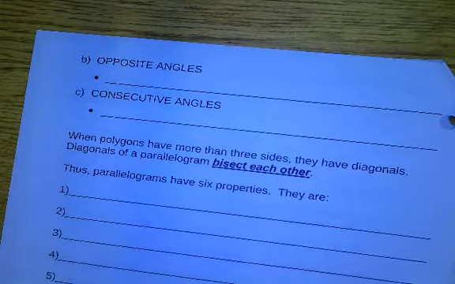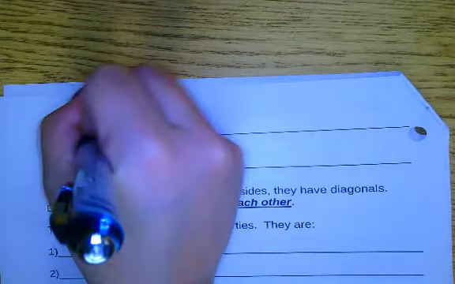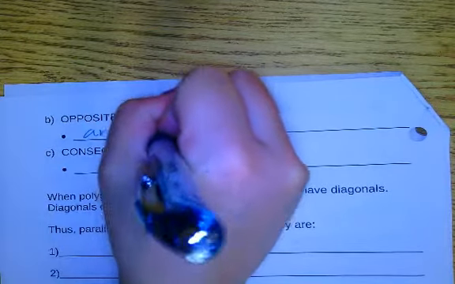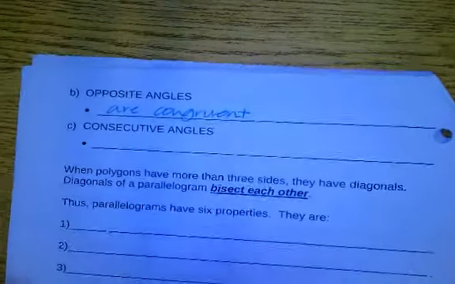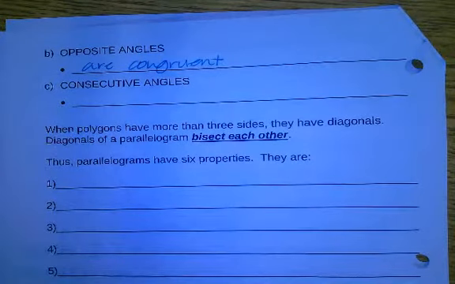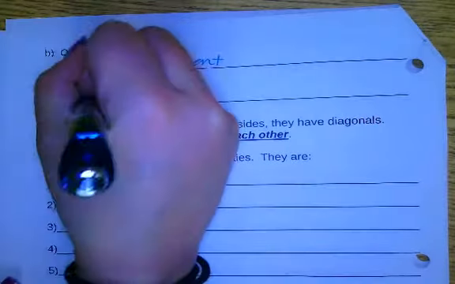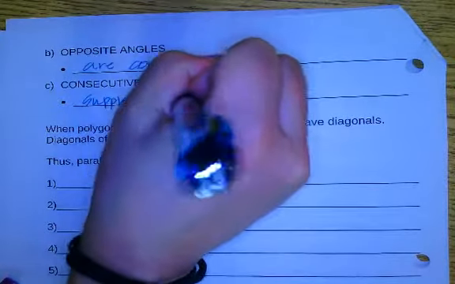What do you think about their opposite angles? Congruent. And last but not least, consecutive angles, so those that are right next to each other, what do you think about those? Equivalent, congruent. Supplementary. Okay, let's look at why those are supplementary.